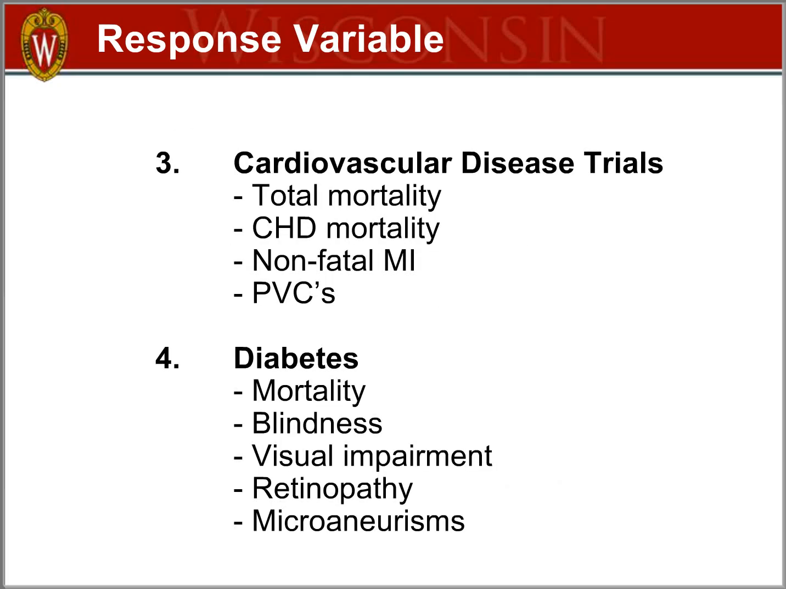Many cardiovascular trials, which I've already shared with you some and will certainly share more, may use total mortality, or just coronary heart disease mortality, or perhaps non-fatal myocardial infarction, or something such as premature ventricular contractions. Which variable is most relevant to the question you're asking? In diabetes trials, we talk about mortality. Diabetes is a risk factor for mortality. It also can lead to blindness, or at least visual impairment. But we also can make measures of retinopathy, degrees of problems of pathology that's occurring in the eye, or even microaneurysms. Which outcome do you pick for the question that you're asking?